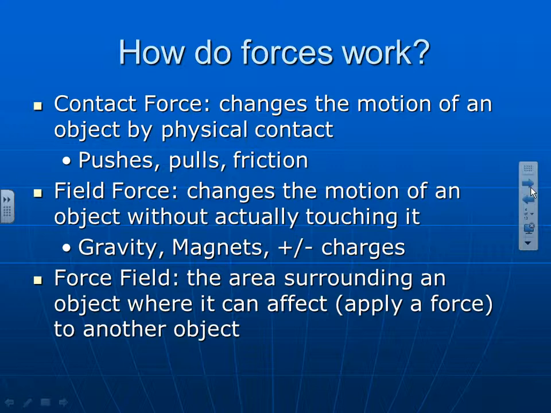We live in the Earth's gravitational field because we live in the area where Earth's gravity affects the motion of objects. Right? These magnets, that piece of metal at the bottom is in the magnetic field of this magnet because its motion is being affected by this magnet. The field is an area that surrounds an object where it can affect other objects.